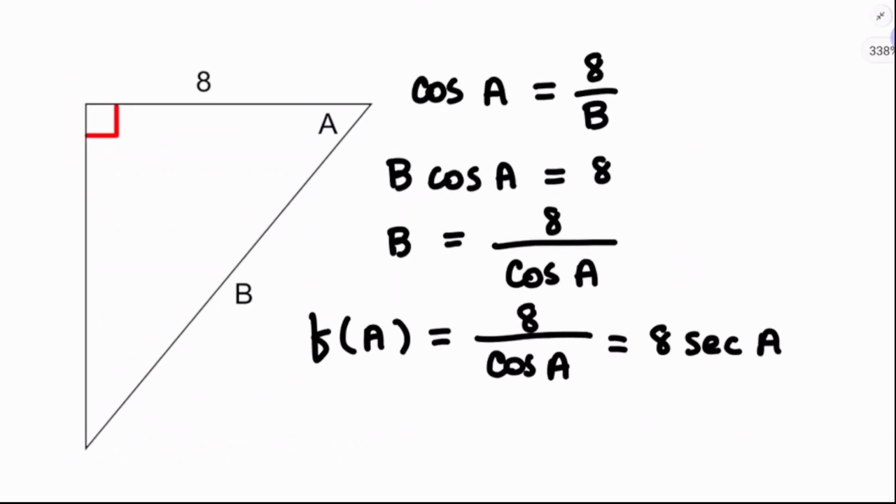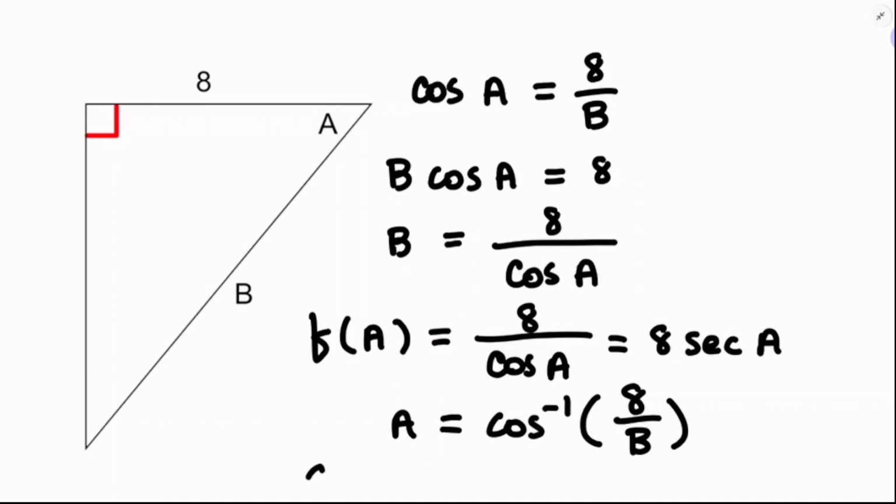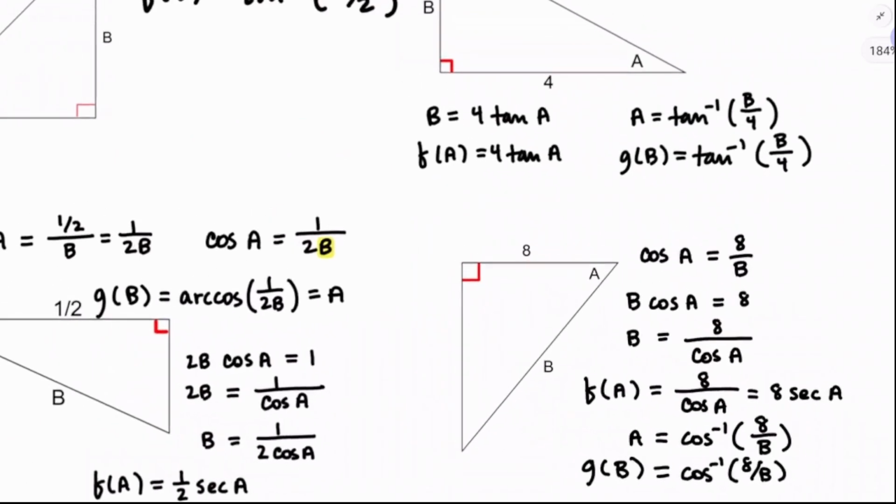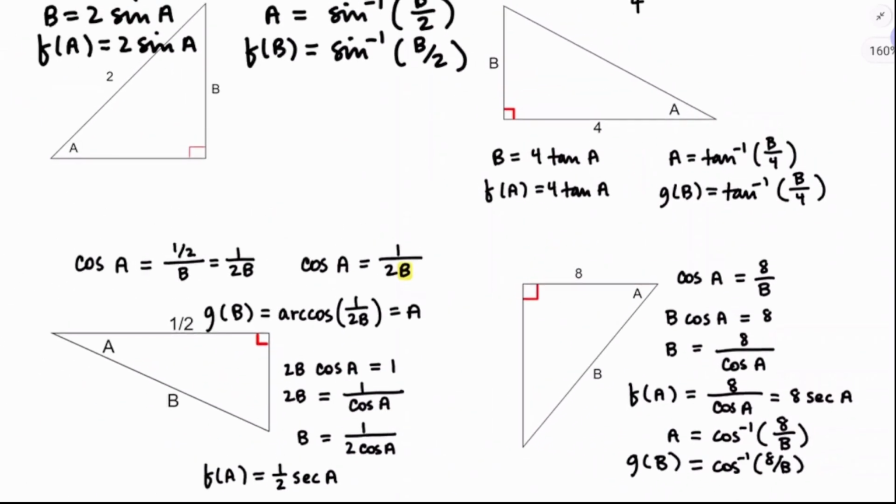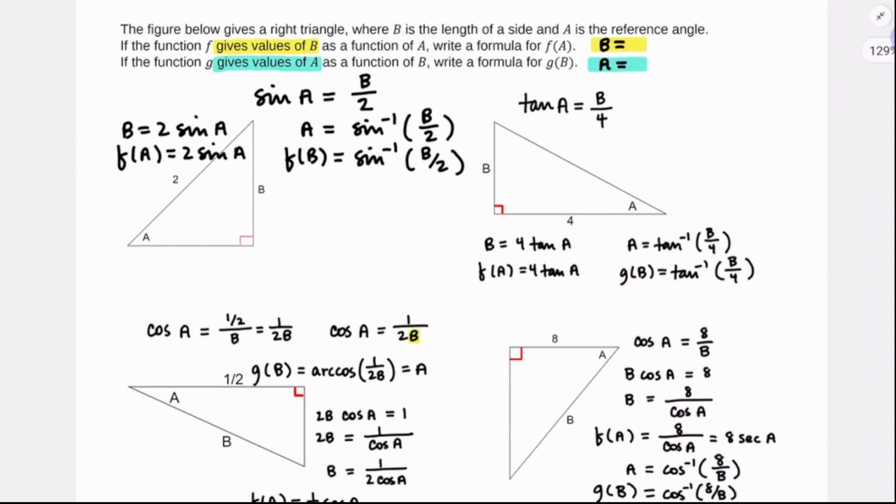And then if I wanted to solve for A, I'd want to use that equation, and I'd take inverse cosine of both sides. So A equals inverse cosine of 8 divided by B. That would mean, running out of room here, G of B equals inverse cosine of 8 over B. And there we go. That's all of them. That's going to be all for this homework. So that's it for this video. Thanks for watching.